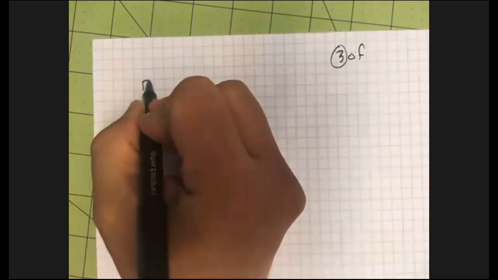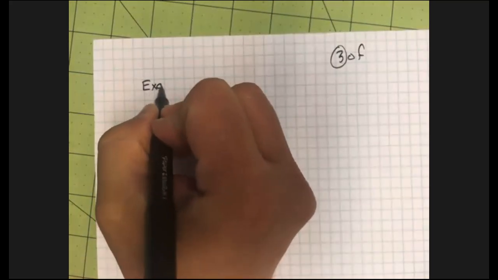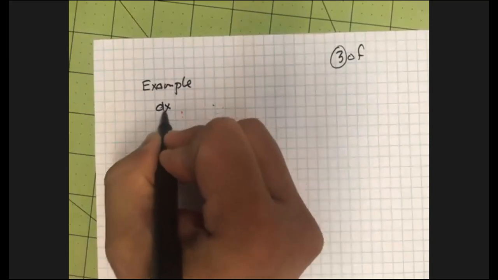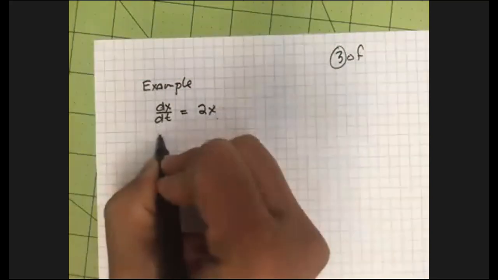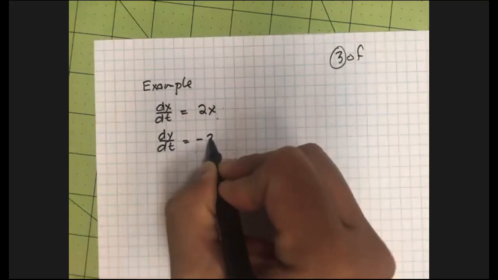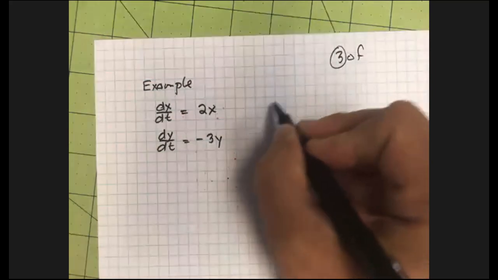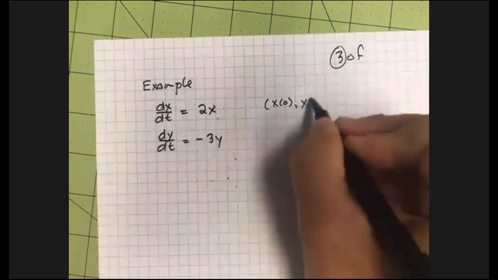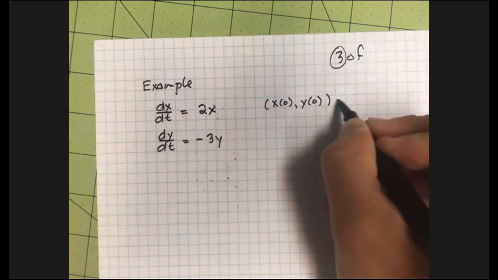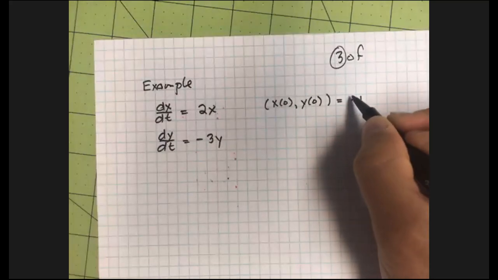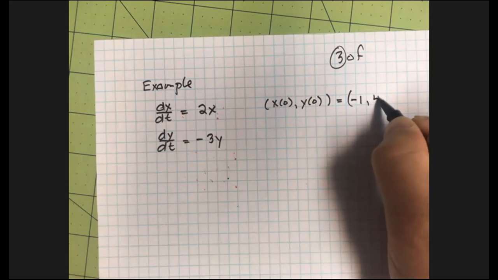So for example, what if I chose this? And when I say this, and it looks too simple, don't fault me yet. We're just thinking out loud. And let's make my initial condition here, x at 0, y at 0, let's say it's negative 1 and positive 4.